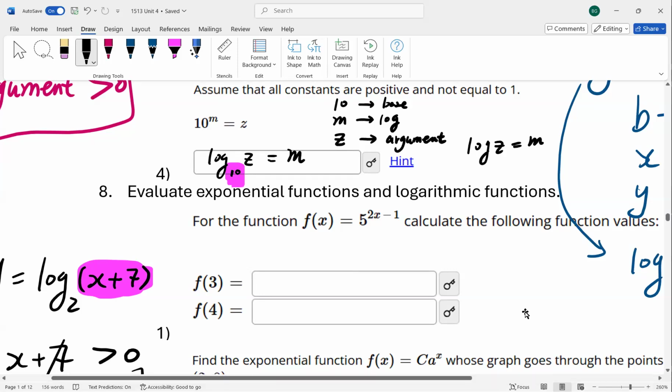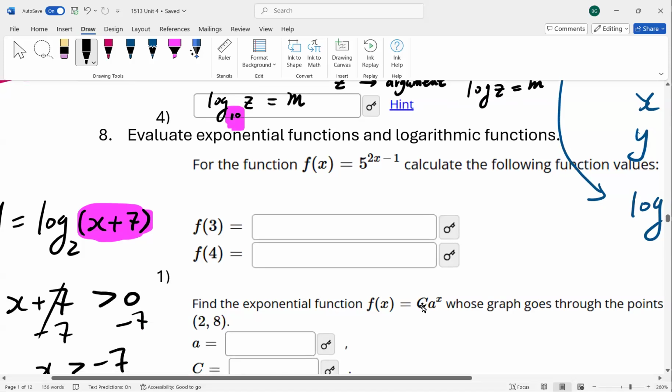So this topic is about given the input and finding the corresponding output for those two types of functions in this chapter. The function we have here is f of x equals 5 to the power of 2x minus 1. The base is 5, and the exponent, on the shoulder, is 2x minus 1. That's the function. The f of x is y, right? So it's the output.